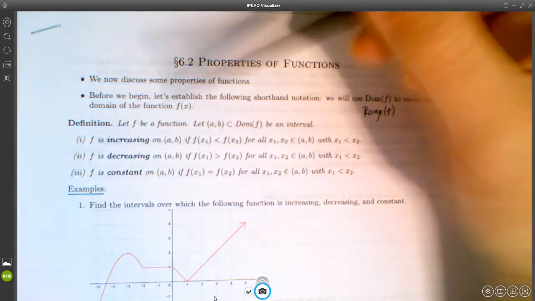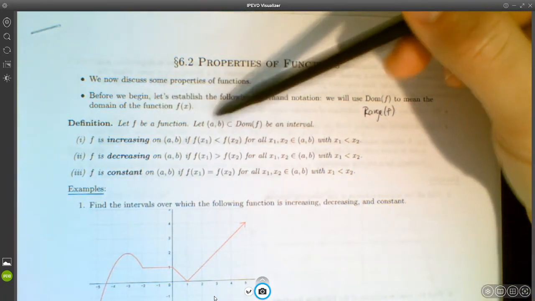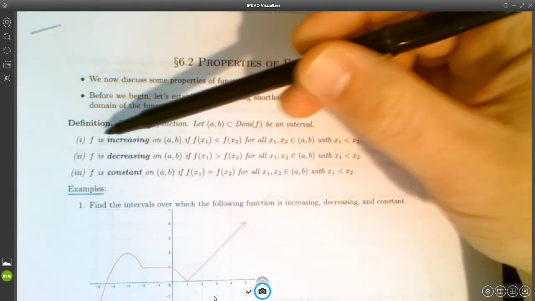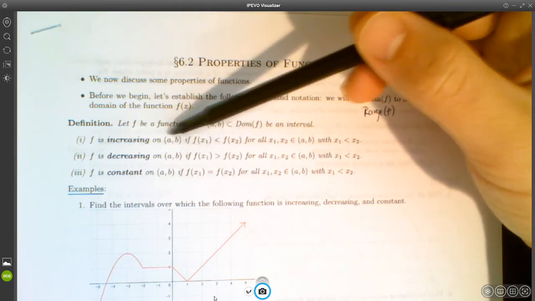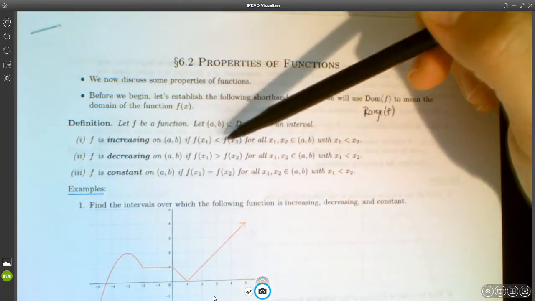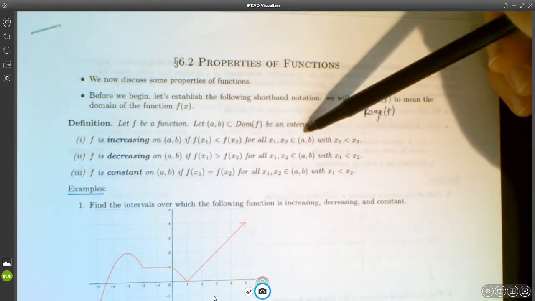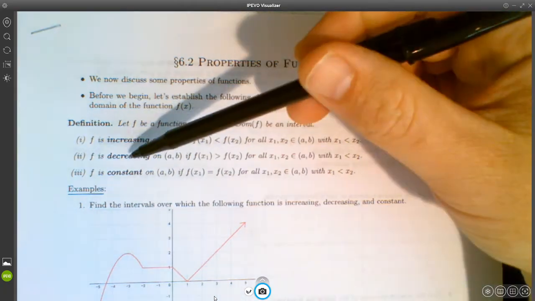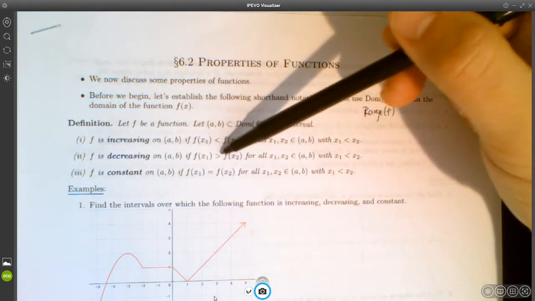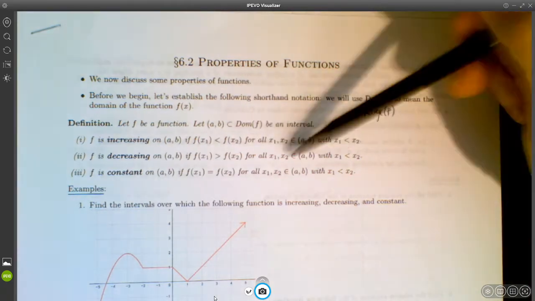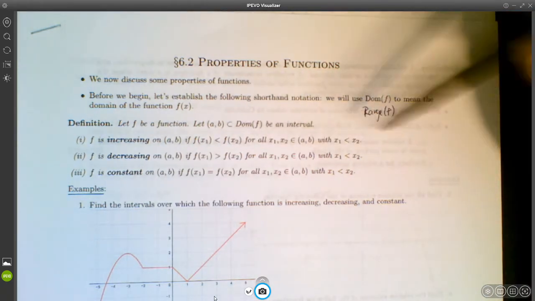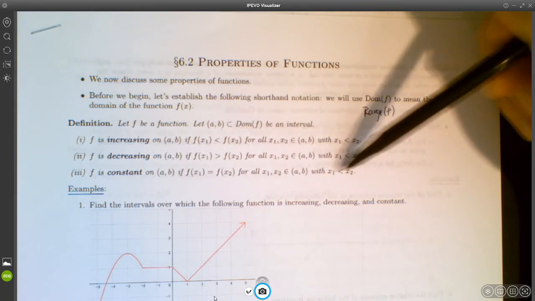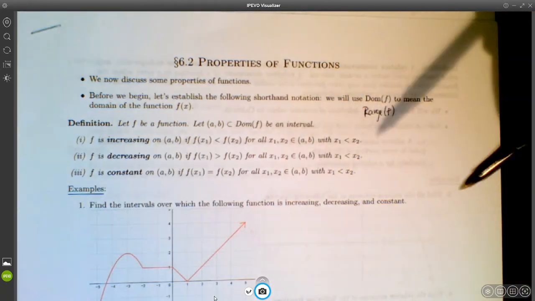Okay. So let's say that f is a function, and let's say that some interval ab is a subset of the domain of f. F is increasing on that subset of the domain if f of x1 is less than f of x2 for all x1 and x2 in the interval ab, with x1 less than x2. It's decreasing if the opposite happens, if f of x1 is greater than f of x2 for all x1 less than x2 in the interval. And it's constant on ab if f of x1 equals f of x2 for all x1 less than x2 in the interval from a to b.